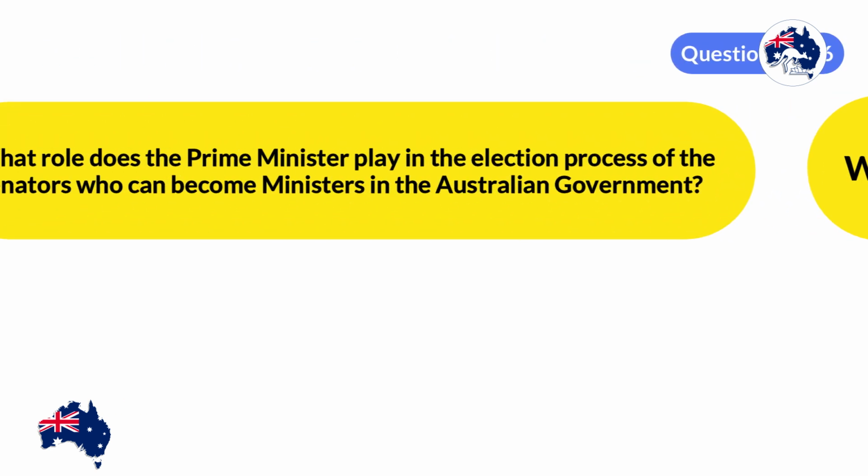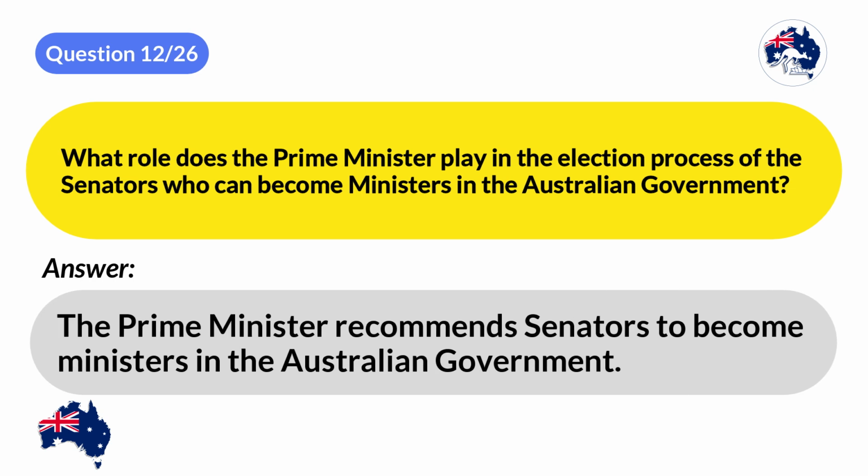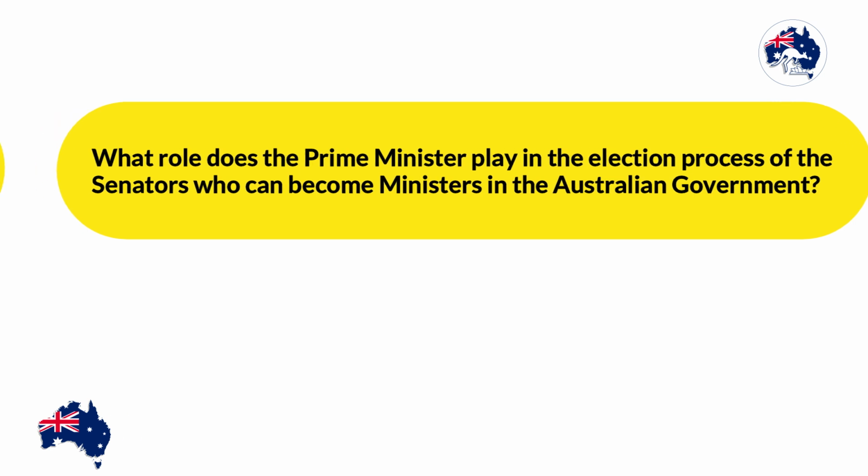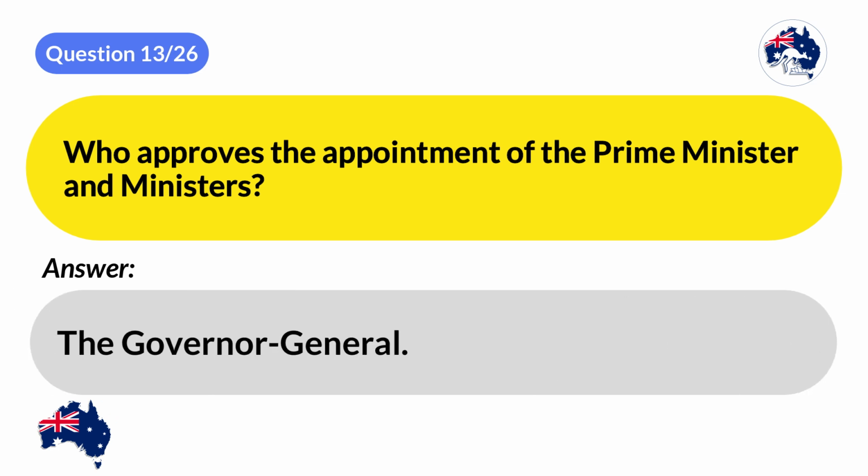What role does the Prime Minister play in the election process of the senators who can become ministers in the Australian government? The Prime Minister recommends senators to become ministers in the Australian government. Who approves the appointment of the Prime Minister and ministers? The Governor-General.